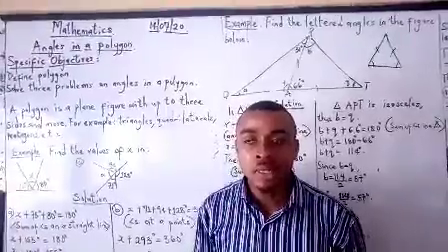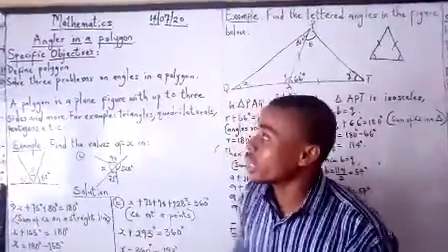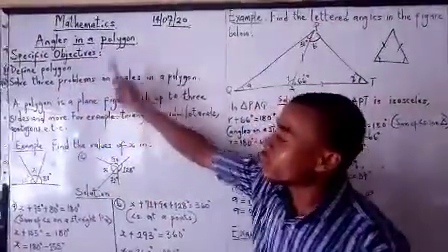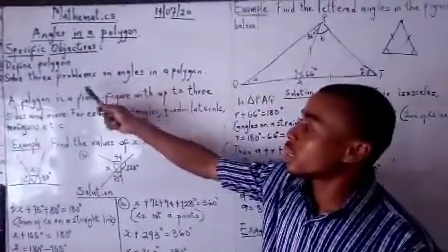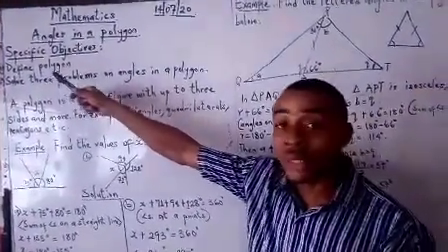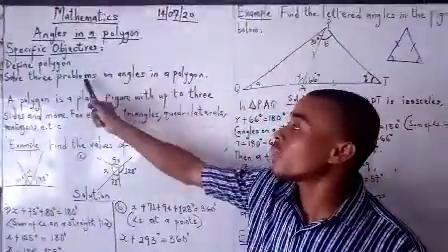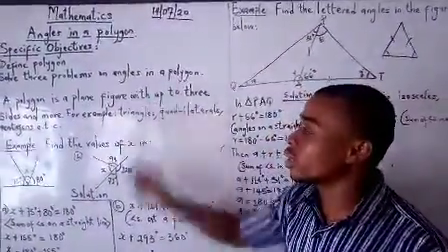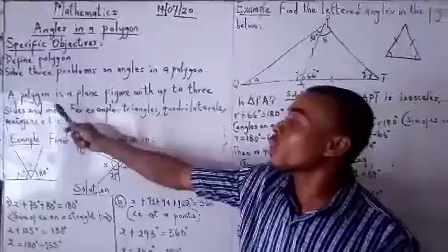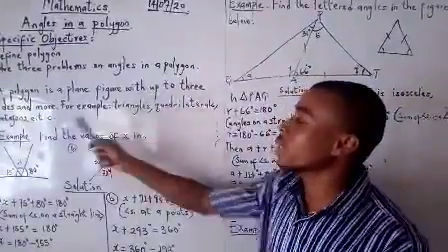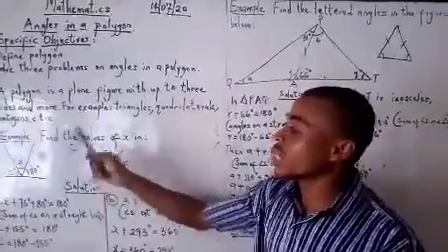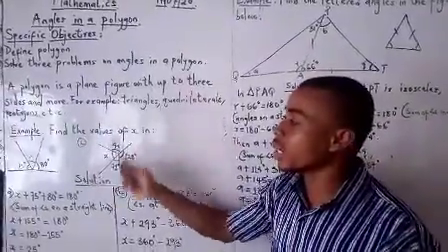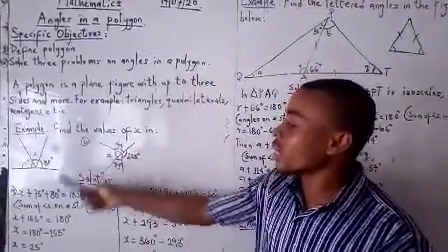My name is still Mr. Prosper, and today in mathematics we'll be looking at angles in a polygon. The following are the things I expect you to know by the end of this lesson. One, to define polygon. Two, to solve three problems on angles in a polygon. So quickly, what's a polygon? A polygon is a plane figure with three sides and more. For example, we have triangles, quadrilaterals, pentagons, hexagons, heptagons, and the likes.